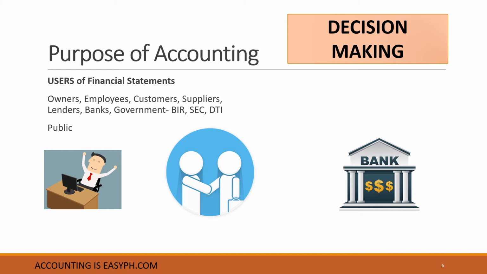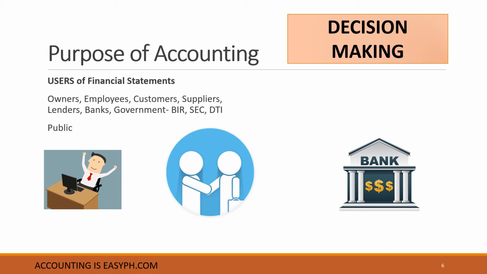For the lenders, especially the banks and other financial institutions, they want to know if the companies have the ability to pay their liabilities when they come to maturity. So they want to know whether they are liquid or solvent. For the creditors or suppliers, they are interested in the company's ability to pay their obligations when they become due. So they look at the liquidity of the company.